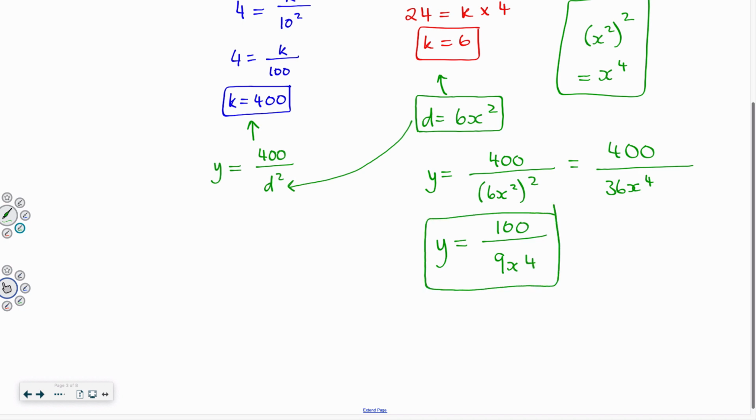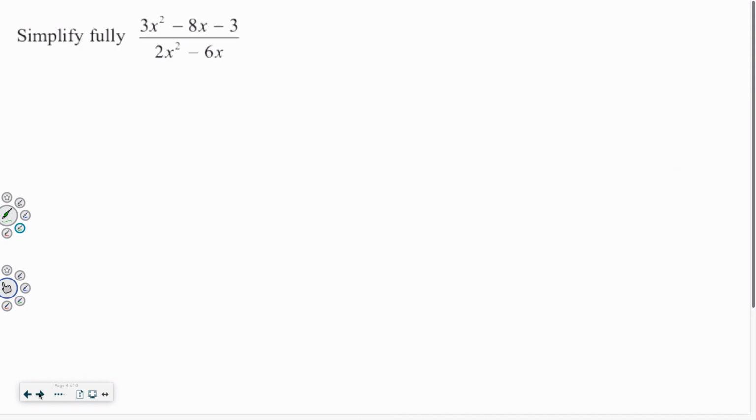The next question says simplify fully 3x squared minus 8x minus 3 divided by 2x squared minus 6x. So whenever we're asked to simplify an algebraic fraction, we will always factorise first. So we're going to be factorising the top, and we're going to be factorising the bottom.